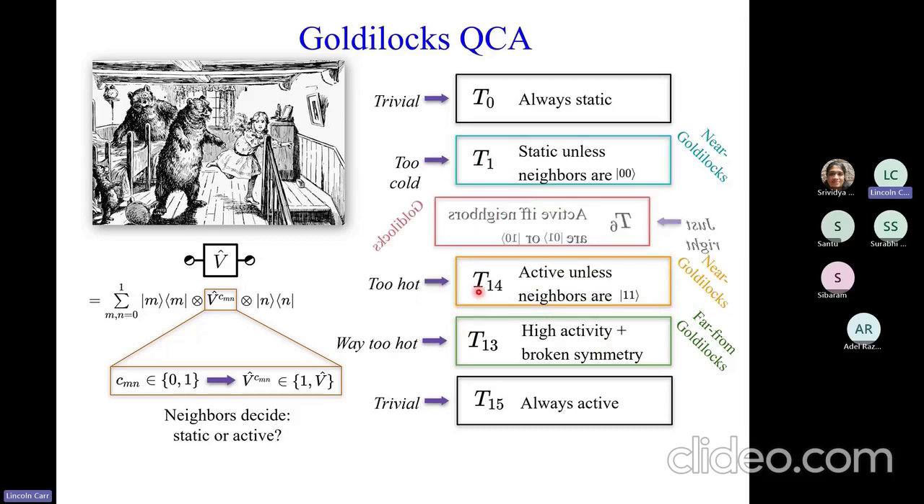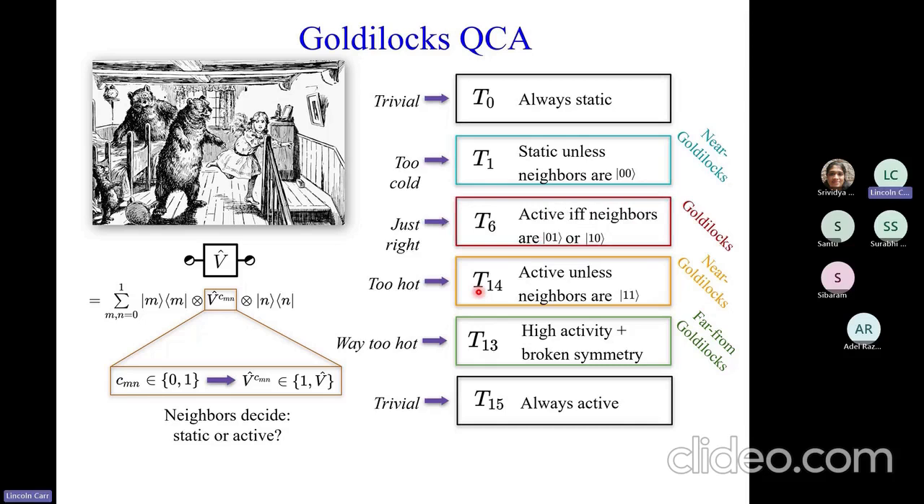But T6, that is a rule of spin symmetry, and that is the Goldilocks rule. So I'll show you. T6 says if I have 0, 1 or 1, 0, then I do my little flip, and not the other ones. So that's a kind of trade-off or balance condition, and that's why we call it Goldilocks.